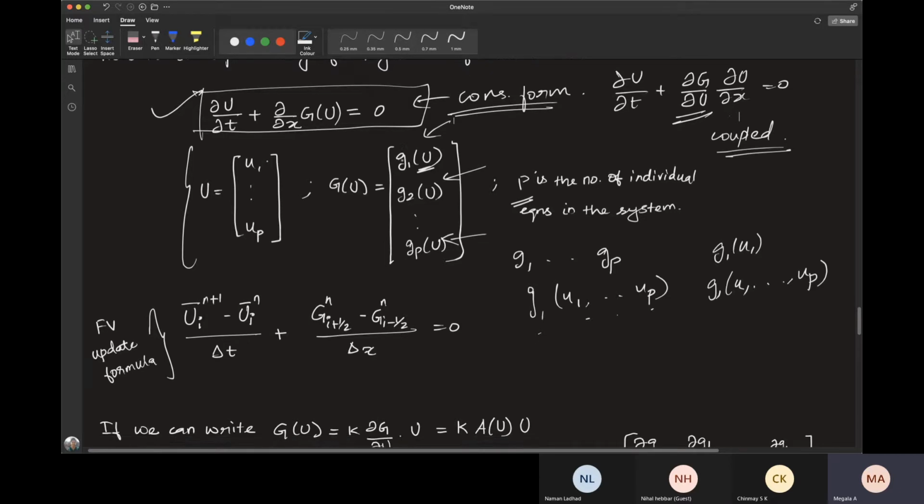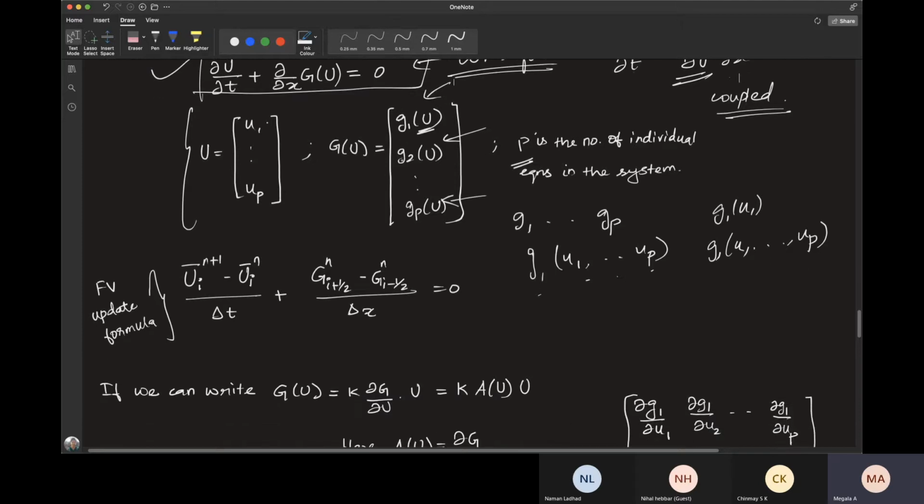So here again the same arguments hold. To do upwinding, we need to remain in conservative form in the finite volume framework. Otherwise, we are losing the essential advantage of staying in the finite volume framework. So we need to do upwinding while retaining the conservative form.